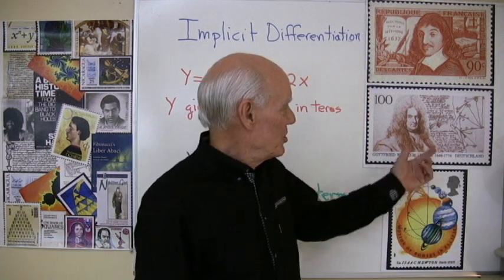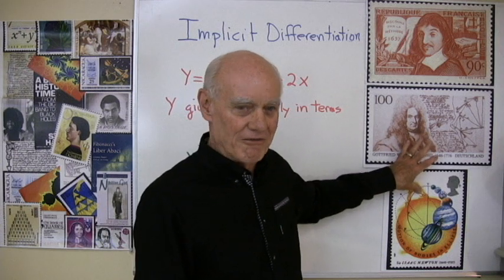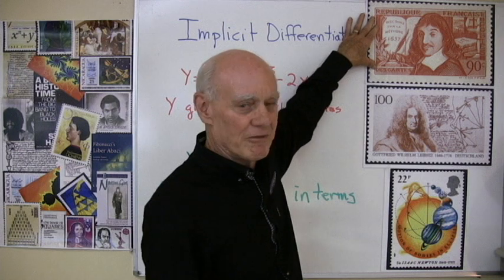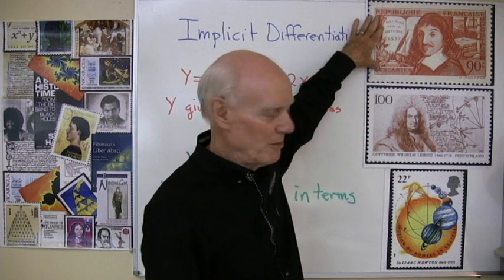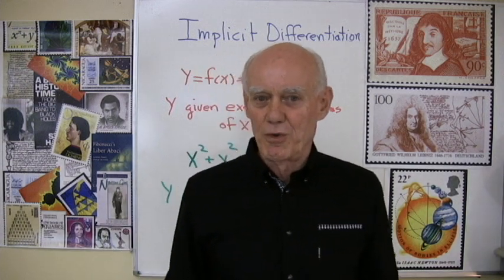Okay, here's our postage stamps, the one for Leibniz, the one for Newton, the two contemporaries that invented calculus independently. Before that, I have a postage stamp for Descartes, and Descartes lived a little bit before these two, and Descartes, the person that invented the rectangular coordinate system.